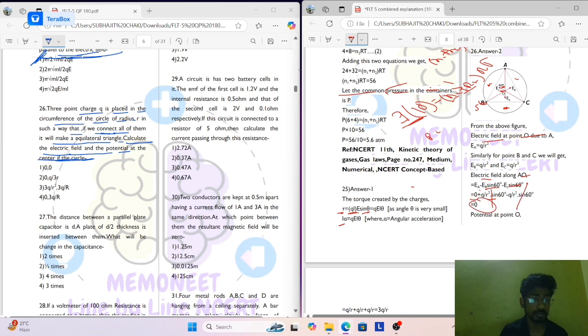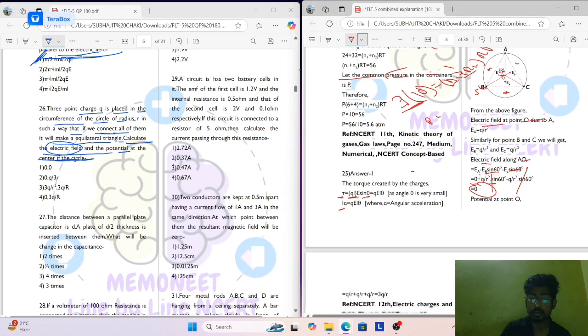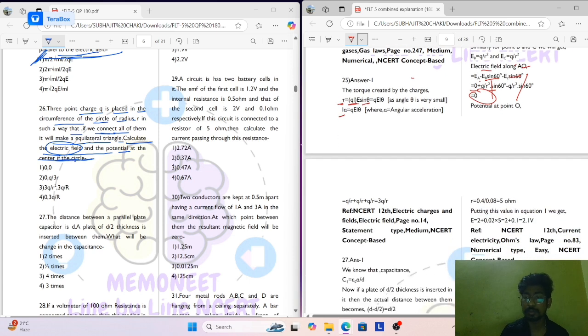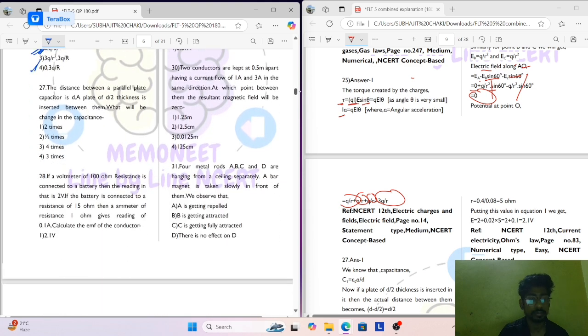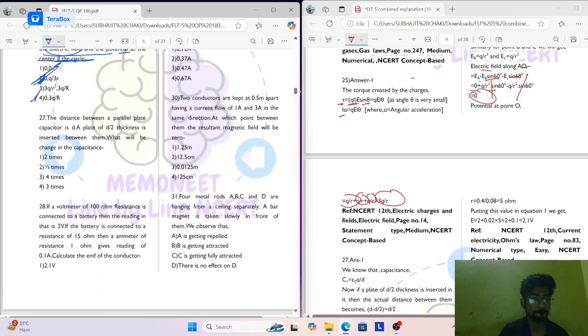Okay, so calculate the potential at the center of the circle. Electric field will be 0. The potential will not be 0. Why? Why will the potential not be 0? Because potential is the summation of the potentials of 3 points, right? So it will be Q by R plus Q by R plus Q by R, that means it is equal to 3Q by R, not Q by 3R. Therefore option number 2 will be the correct option here. This is 3Q by R.